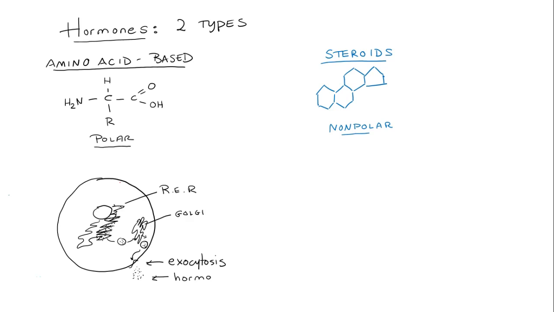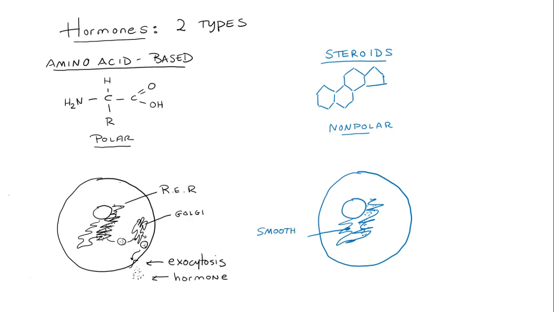But the nonpolar hormones are going to be sent out of the cell in a different sort of way. So the polar hormones have to go out by exocytosis, but the nonpolar hormones, they're lipid-like, and therefore they can dissolve in the plasma membrane. And so first of all, they are synthesized in the smooth endoplasmic reticulum. So here's my attempt to draw the smooth endoplasmic reticulum. And then the hormones travel out of the cell through diffusion through the cell membrane. And so these are two different types of secretion.